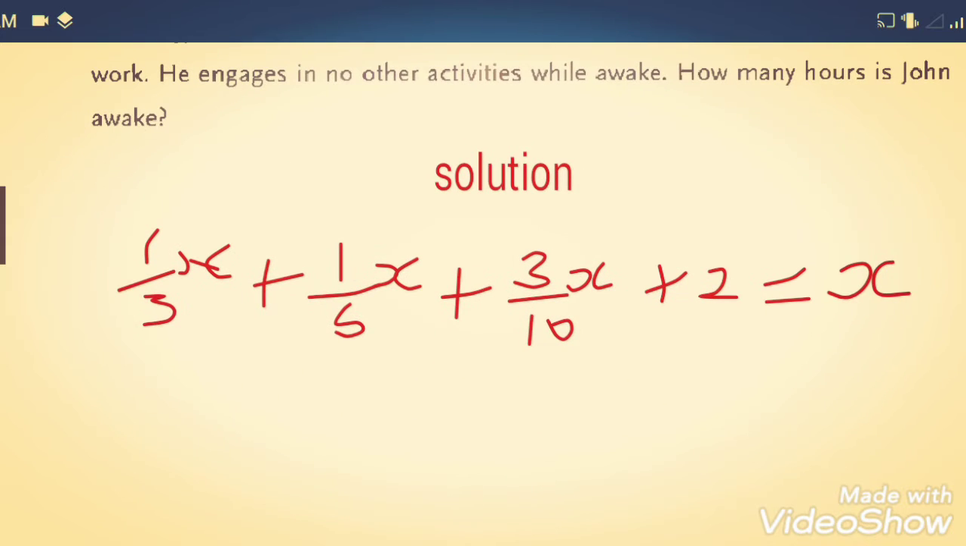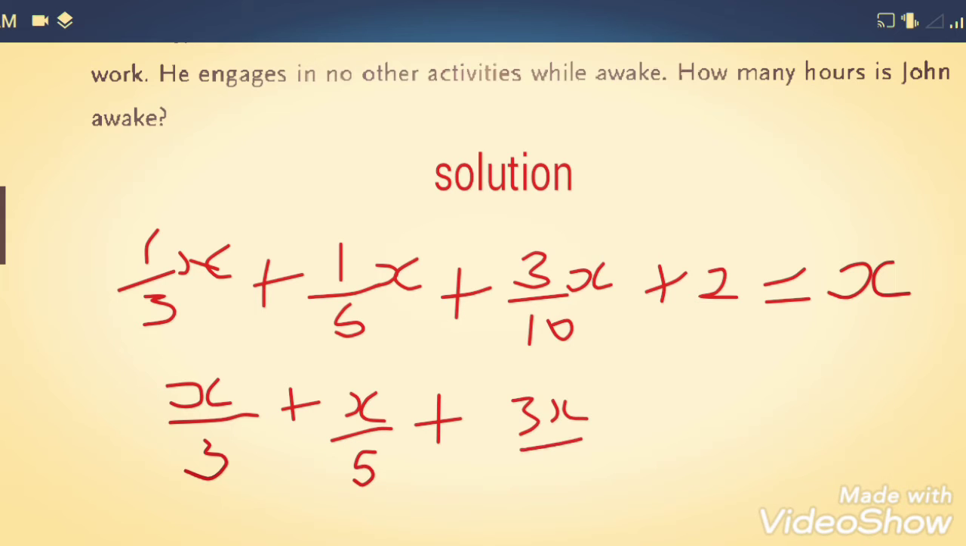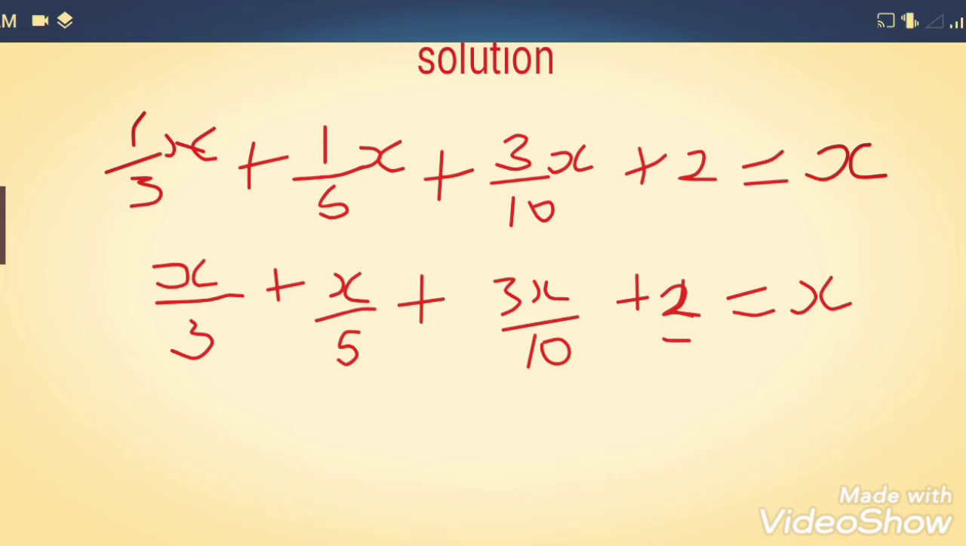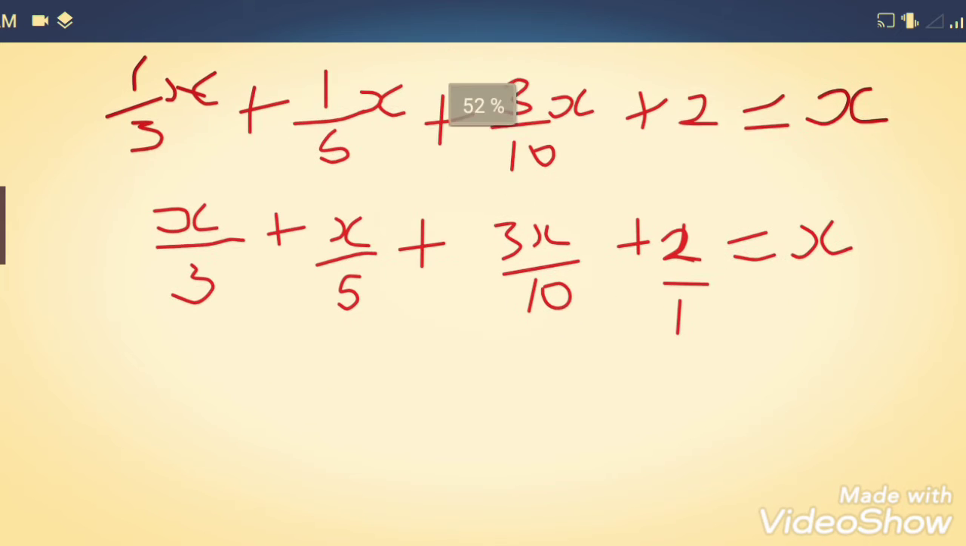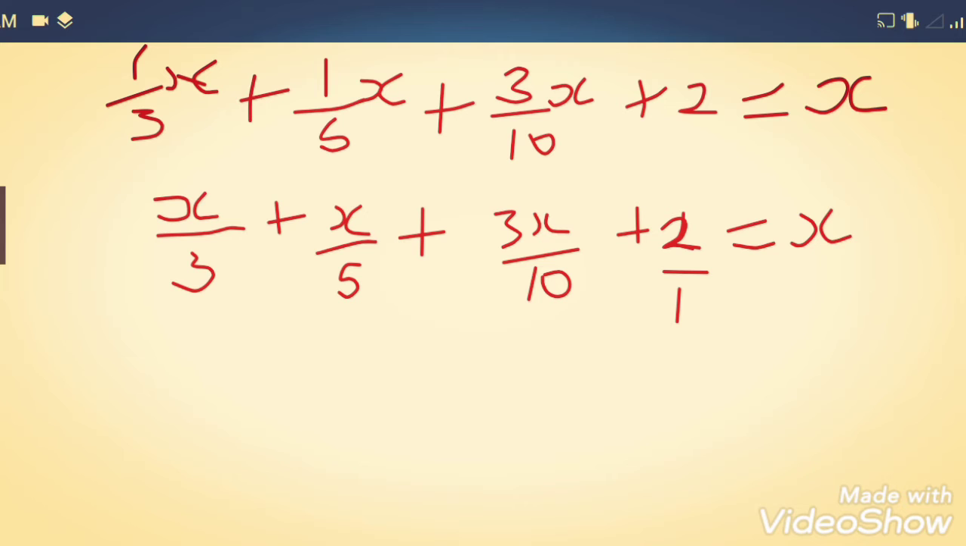So from here we're going to have x/3 plus x/5 plus 3x/10 plus 2 equals x. Next up is to look for the LCM of the denominators. Now the LCM of 3, 5, 10 and 1 is going to be 30.